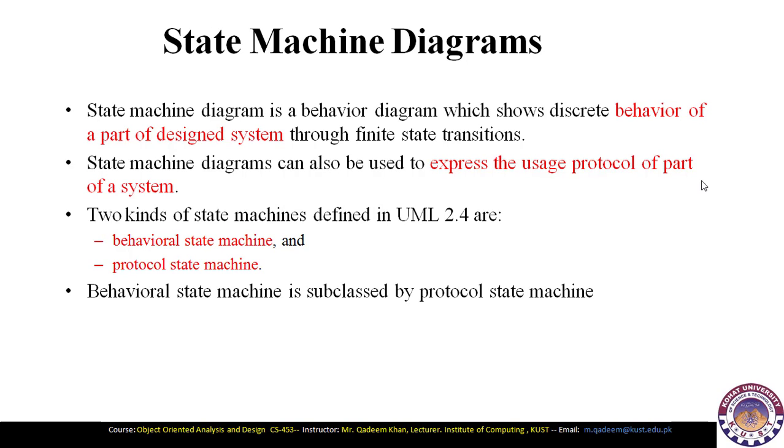Now there are two types of state machine diagram which are defined in the UML 2.4 standard. Number one is called behavior state machine diagram and the second one is called protocol state machine diagram. The behavior state machine diagram is a subclass of the protocol state machine diagram. That means that the protocol state machine diagram has a child called the behavior state machine diagram. In the behavior state machine diagram, we have the behavior of the system, while in the protocol state machine diagram, we have multiple packages and these packages act as the protocol.